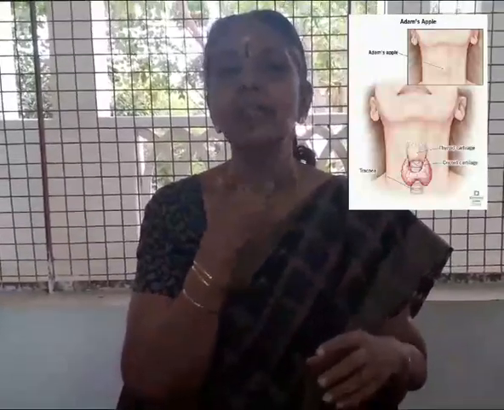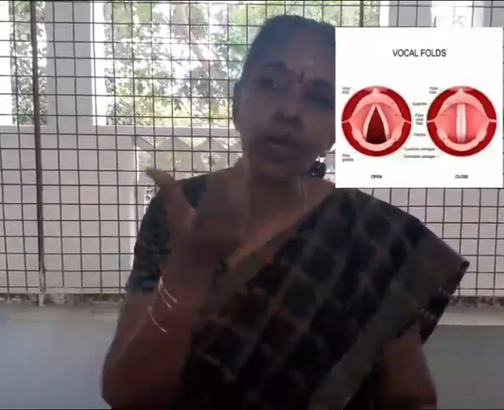Okay, now let us see the second one, the phonatory system. This system comprises the larynx, which is generally called the Adam's apple. The larynx contains a pair of lip-like structures. These lip-like structures are called vocal cords. When the vocal cords are wide open, they produce the voiceless sounds. When the vocal cords are closed, they produce the voiced sounds. The voiced sounds vibrate.